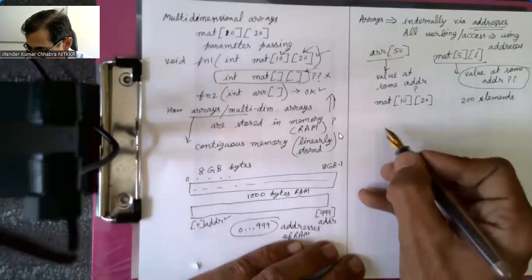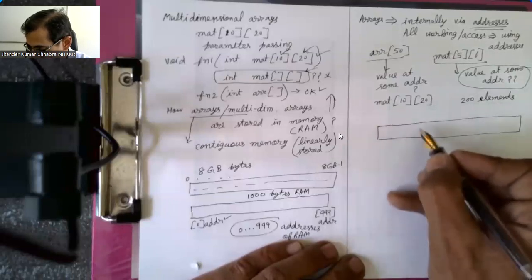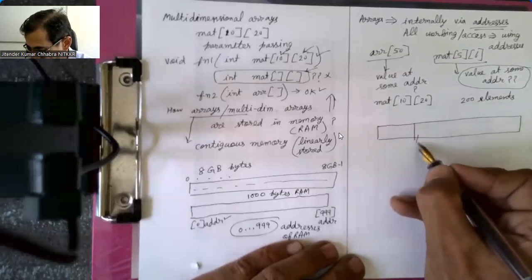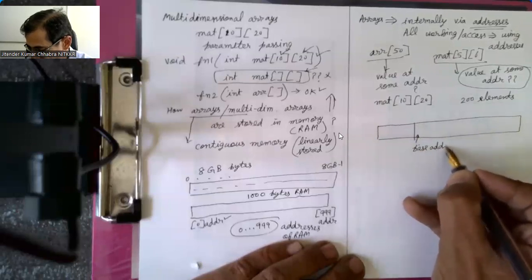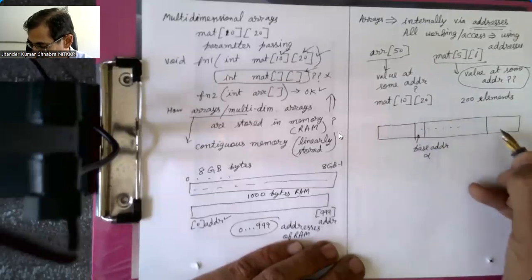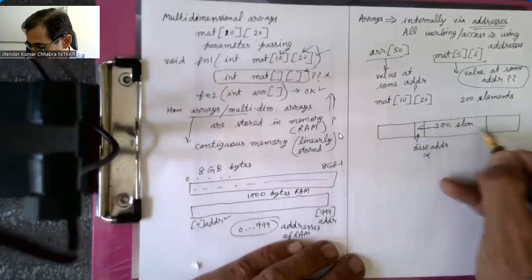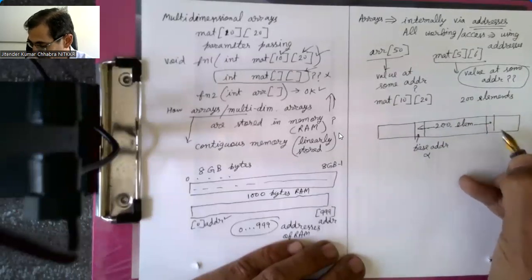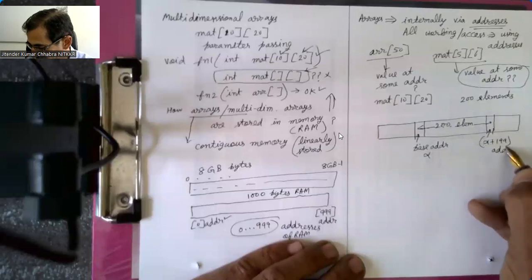Now, inside the memory, inside the RAM, they will always be stored from some starting address onward, which we call a base address. Let's say alpha. So from the base address onwards, exactly 200 elements will be stored one by one in contiguous memory, guaranteed, meaning the last element is at address alpha plus 199.